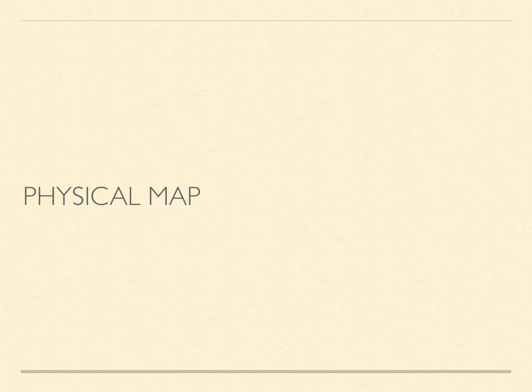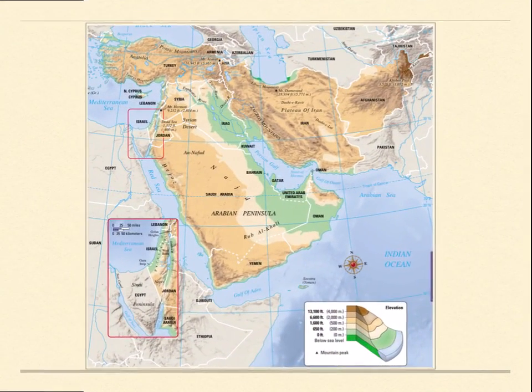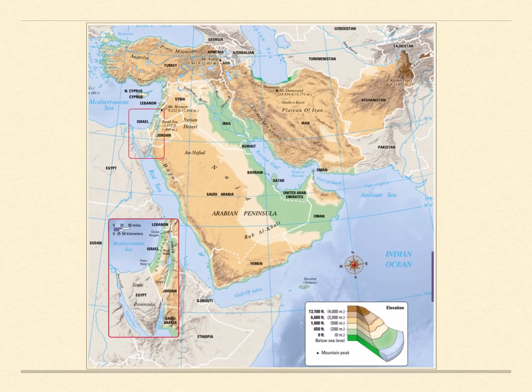Physical map. Pause here and study this physical map of Southwest Asia. You can see that there are mountains in Afghanistan and on into Iran. And there's a high plateau in Turkey, but there are vast deserts across the Arabian Peninsula.